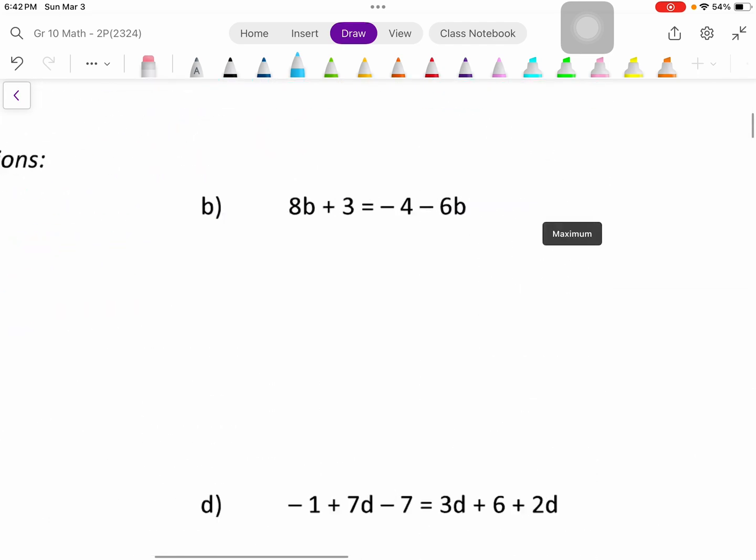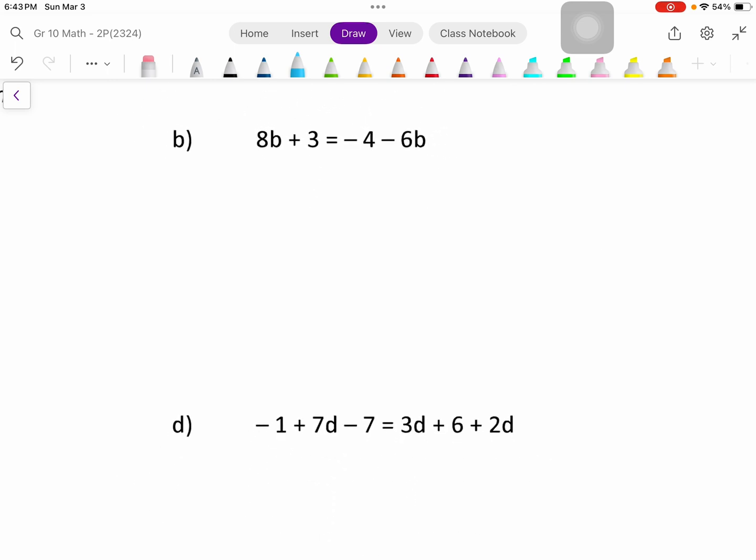Okay, over here we have 8b plus 3 equals negative 4 subtract 6. So I'm going to move a positive 3 to the right side of the equation, and I'm going to move a negative 6b to the left side of the equation. So what did I already have to start with? I already had an 8b. I'm moving a subtraction of 6b. When I move it to the opposite side of the equal sign, it becomes a plus 6b. I already had negative 4 on the right side, and I'm moving a plus 3 over. When I move it, it becomes a subtraction of 3.